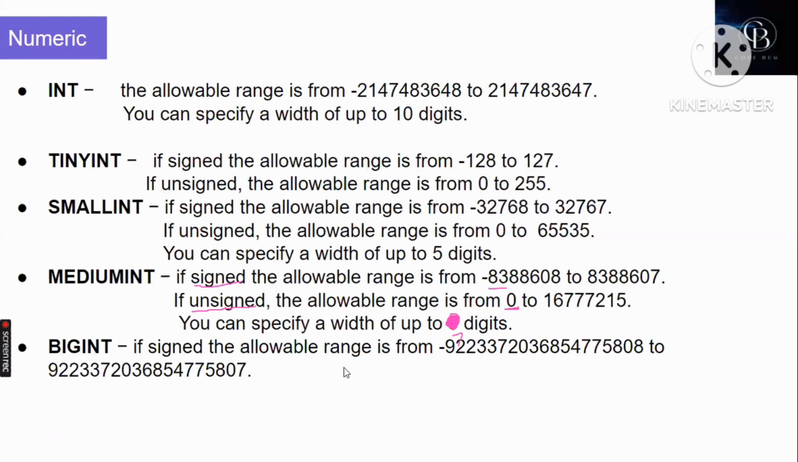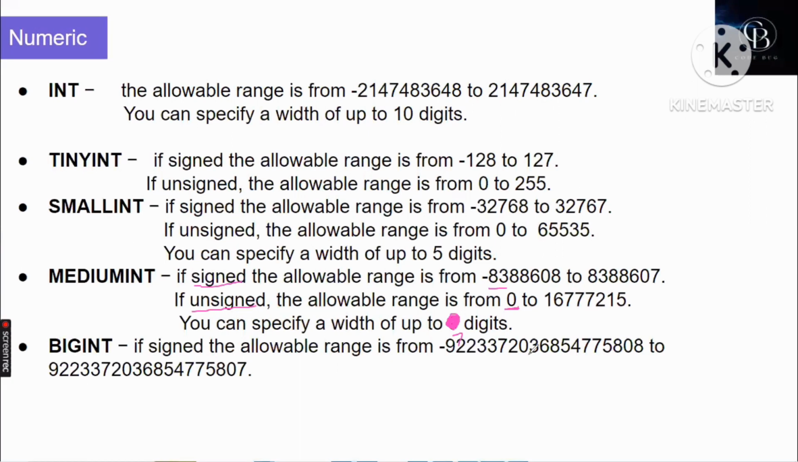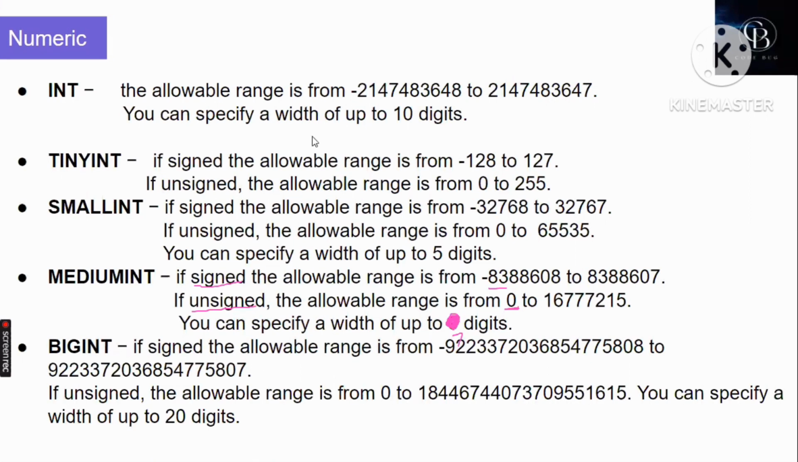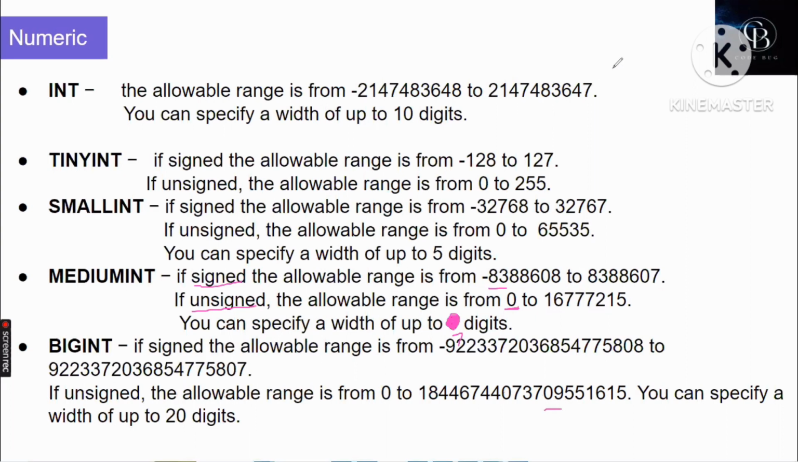Next, big int. Its allowable range is very big. In most cases, we will not use big int. This many numbers we will not take. You can specify up to 20 digits. Is it clear? These are our numeric data types. No need to remember all data types. Just use the int data type for storing multiple values, because it is a big size, and you can store huge numbers.